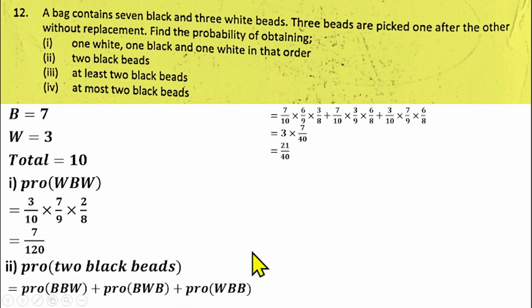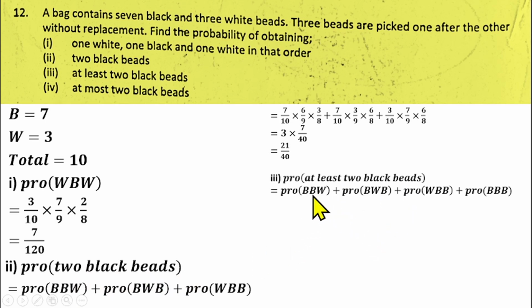More means that I can have all 3 bits being black. So at least two black bits means the probability of this plus this plus 3 of them being black bits. Don't forget, at least means the least. The minimum we are having there is that you must have 2 black bits.